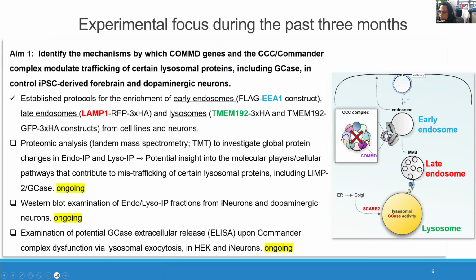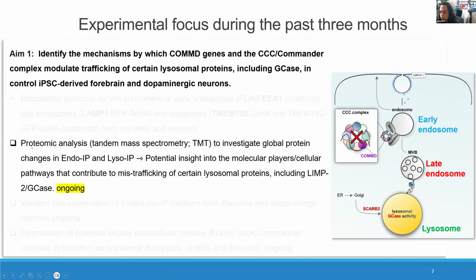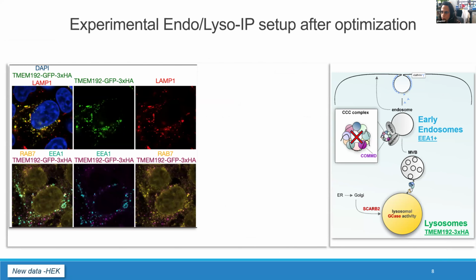So as part of Aim 1, we try to understand how that works. And part of it that I'm focusing on today is the performance of a proteomic analysis using tandem mass spectrometry to understand global protein changes in early endosomes and later endosomal fractions. And what we're hoping to gain out of it is to potentially identify not just generally what's wrong, but some specific vesicular adapters that may be dysregulated and hint to us what commander does not come in contact with, thus leading to mistrafficking of GCase, LIMP2, and other proteins.